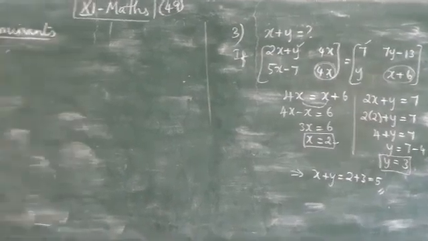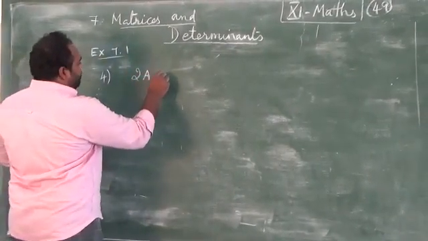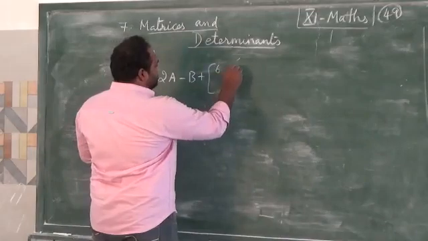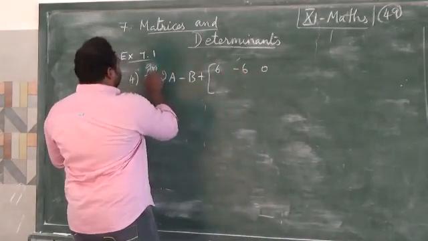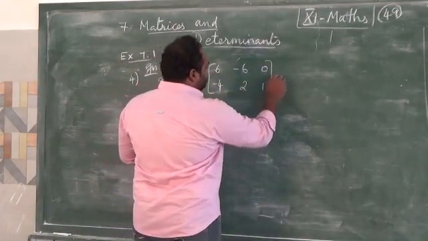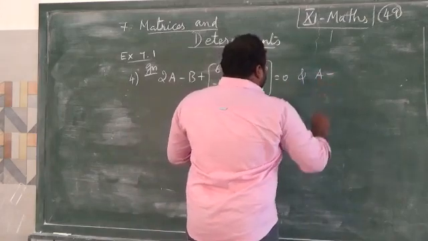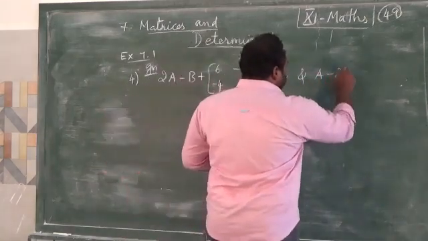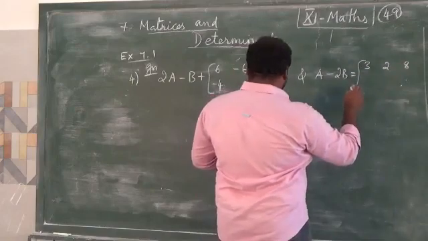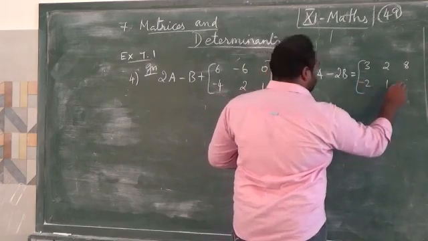Problem number 4. Determine the matrices A and B if they satisfy 2A minus B plus the matrix 6, minus 6, 0, minus 4, 2, 1 equals 0, and A minus 2B equals the matrix 3, 2, 8, minus 2, 1, minus 7.